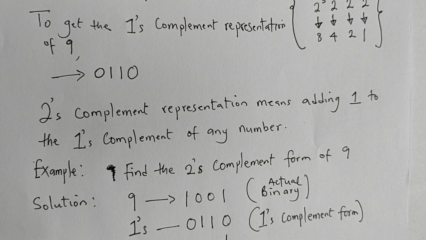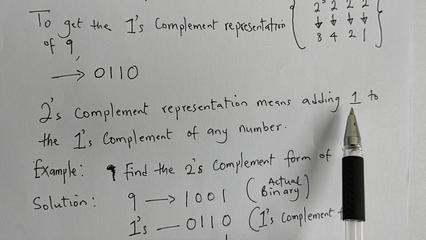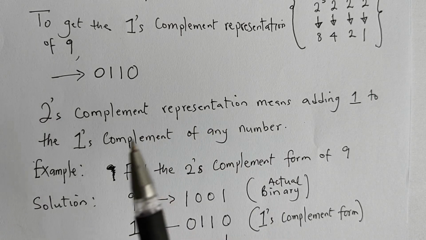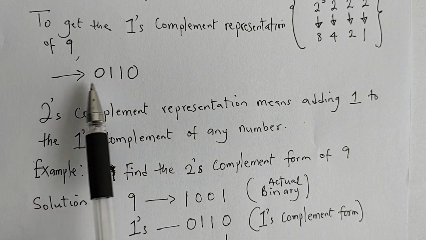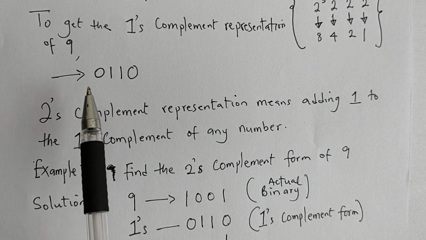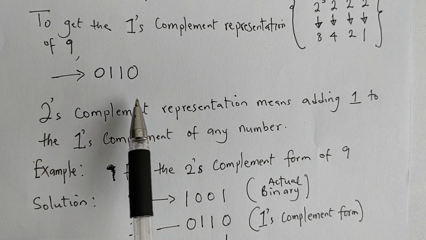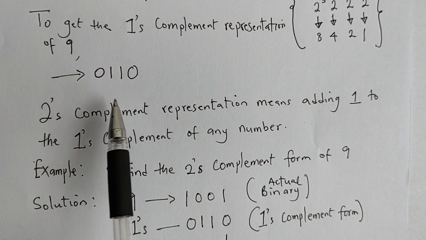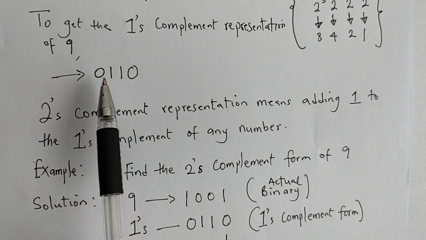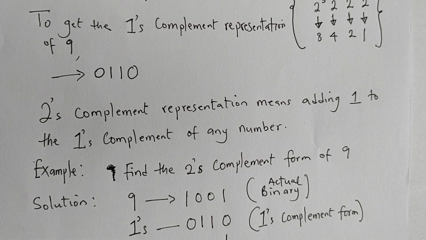Now, twos complement representation means adding 1 to the ones complement of any number. It means once you have obtained the ones complement, which is the first step, the second step is to obtain the twos complement, and in order to obtain the twos complement, you need to add 1 to the ones complement. Now let's do that.